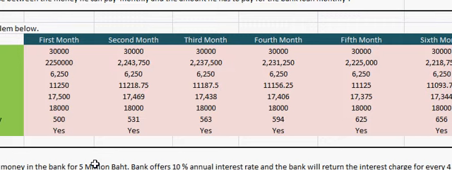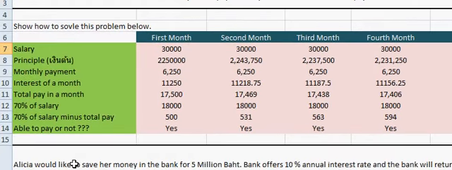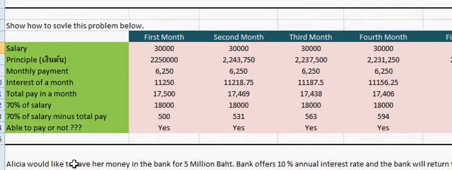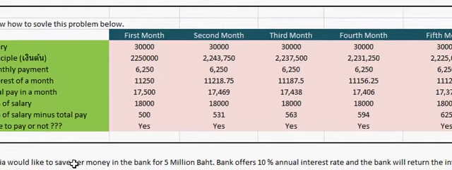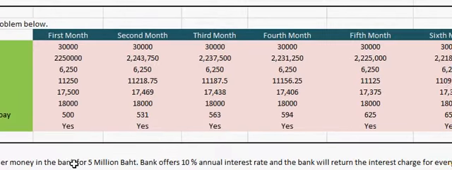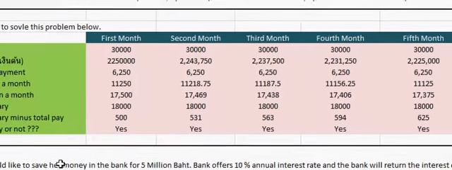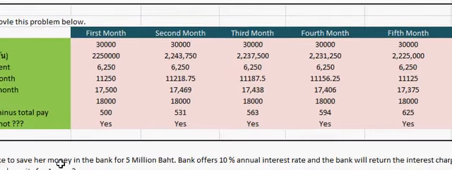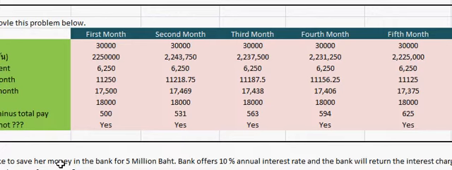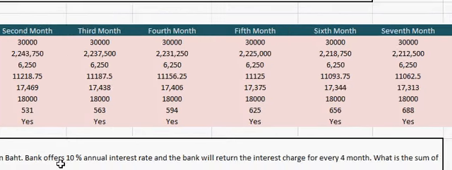Here the monthly payment is 6,250 and the interest is 11,250. We add it to the total paid in the month, and then here the salary the person is willing to pay is 60, which is not really correct, it should be 70% at the left corner here. And the lowest row is telling us whether the person is able to pay the payment in each month or not.